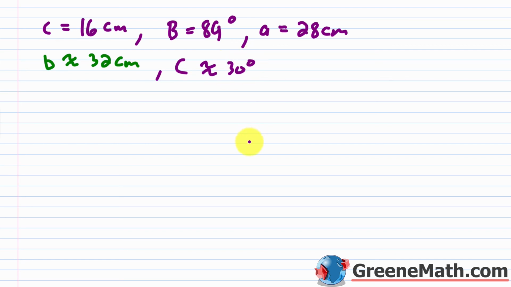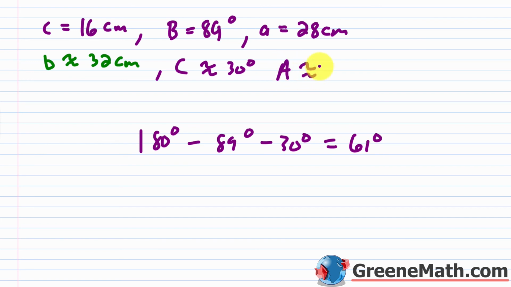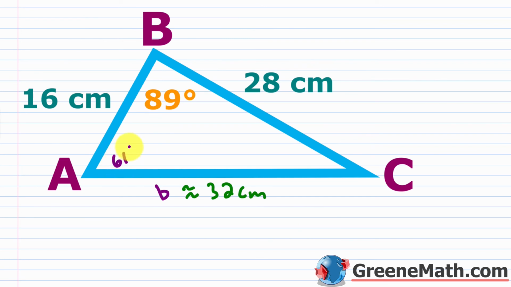Okay, and then again, if you want to find A, you're going to do 180 degrees minus 89 degrees minus 30 degrees, which is 61 degrees. So I'll say that A is approximately 61 degrees. So we'll say this is about 61 degrees, and we'll say this one is about 30 degrees.